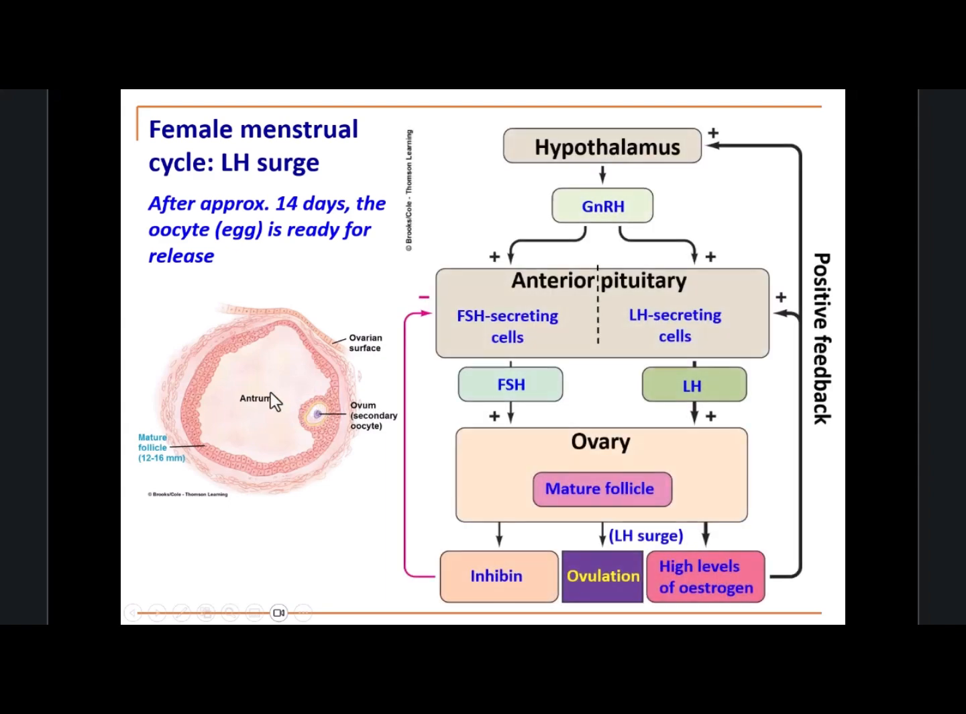Same diagram: hypothalamus, GnRH, FSH, but now we have a mature follicle. The follicle is ready, and we're ready to release the egg. Inhibin is still being produced, inhibiting FSH. But now the follicle is ready and we've got very high levels of estrogen. It's those very high levels of estrogen that now, instead of having a negative feedback on FSH and the hypothalamus, have a positive feedback effect on LH and on the hypothalamus.